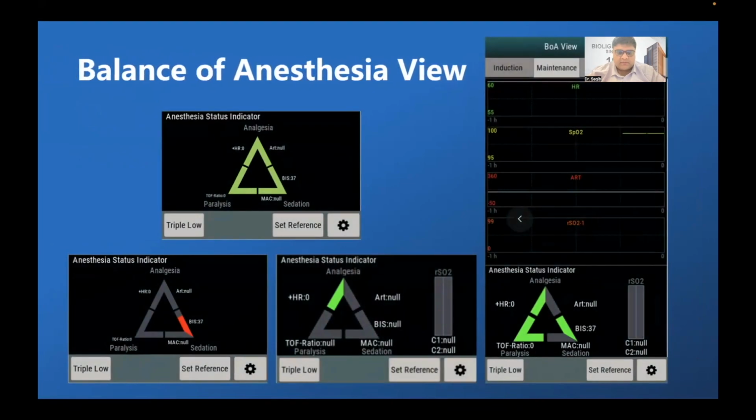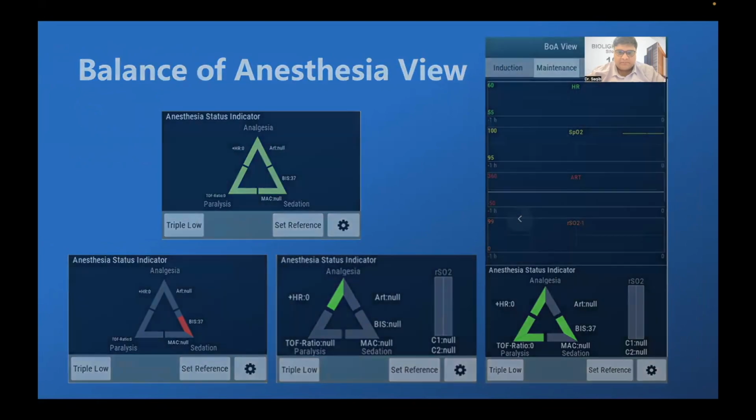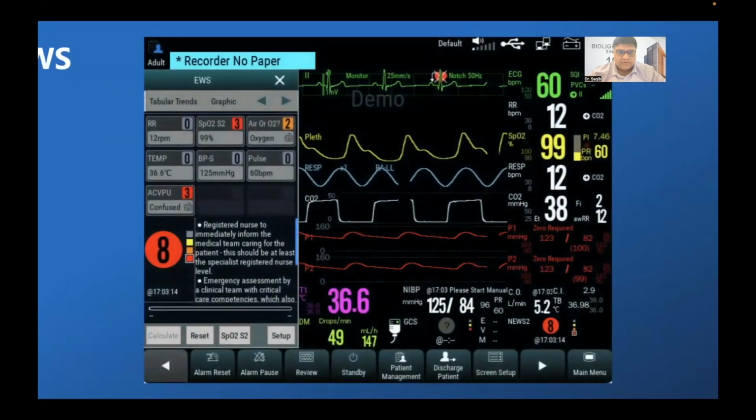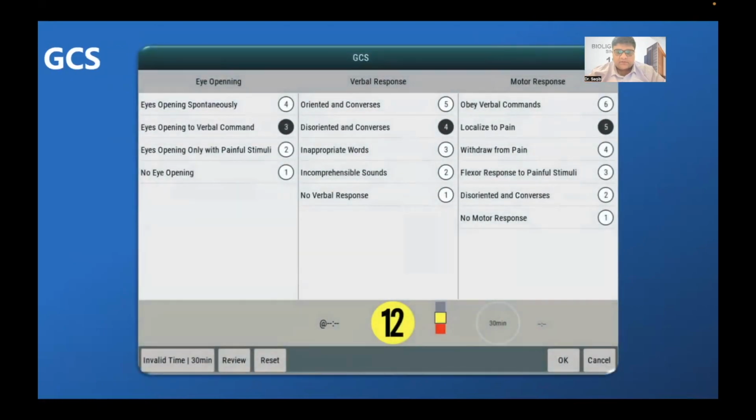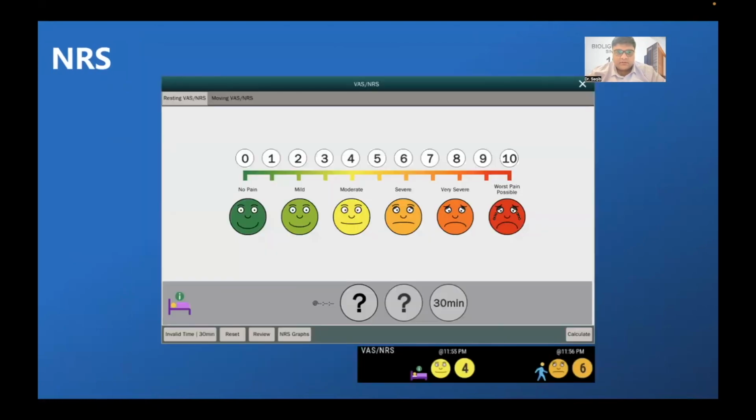This is the balance of anesthesia view that Dr. Ahmed also introduced. This is the EWS, which is an early warning score, and the one you're seeing on the screen, this is the NEWS 2 score. We also have NEWS 1 and MEWS as well. This is GCS score. This is an RS score. I think this is something new in a patient monitor. You might have not seen this before.